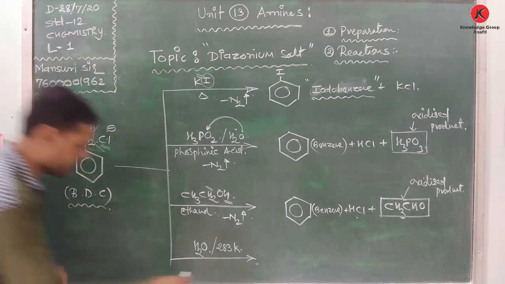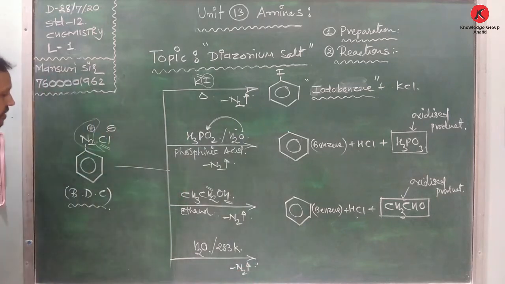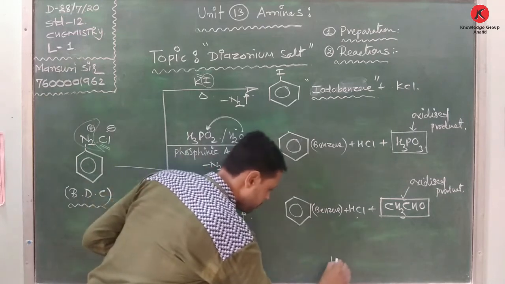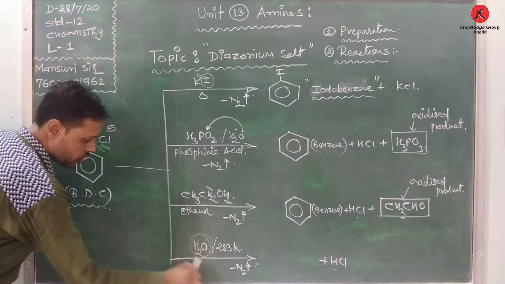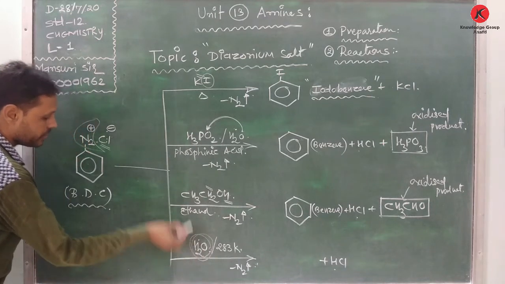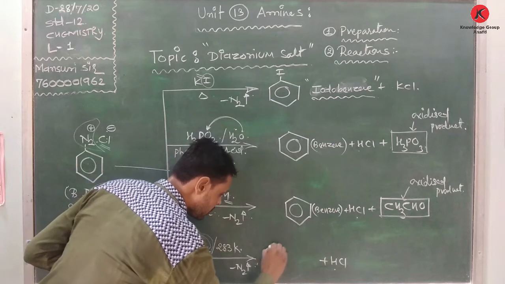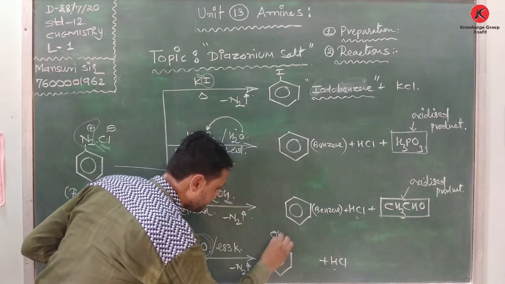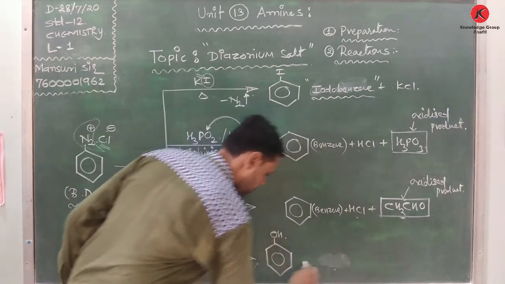N2 will be liberated. Thereafter H and Cl will be removed. Now the OH of this water group will be attracted toward this ring, and that is why a ring containing OH forms. That means phenol is obtained. By this reaction we can obtain phenol.